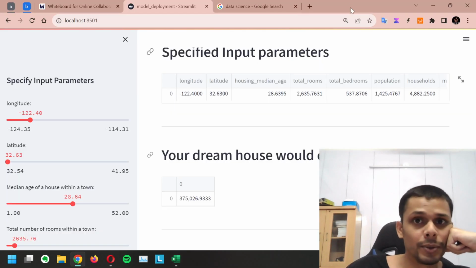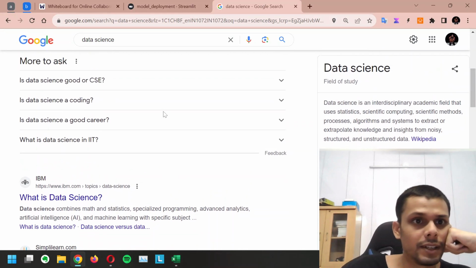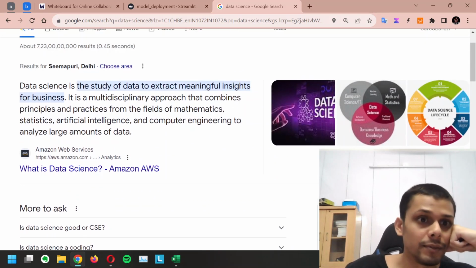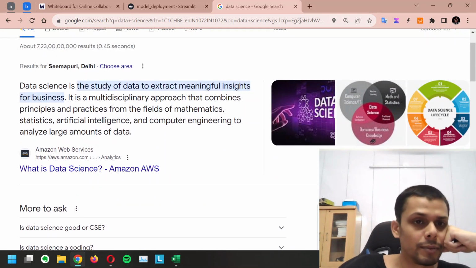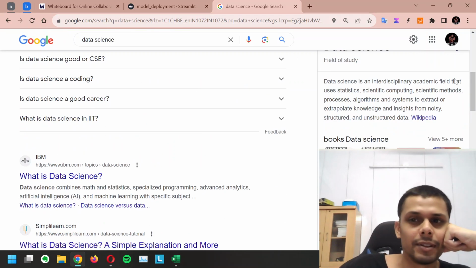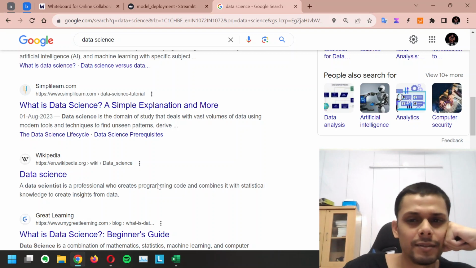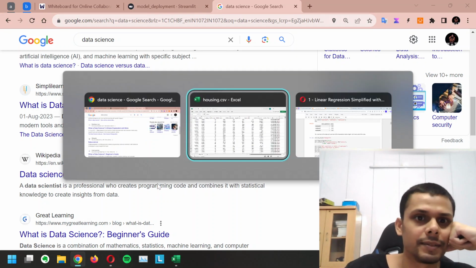So, if you go to Google, this is the definition you will find out there. It's a field of study where you extract meaningful insights from your data for your business perspective, or depending on the website, there are different definitions for it. But what's the simple essence of it?